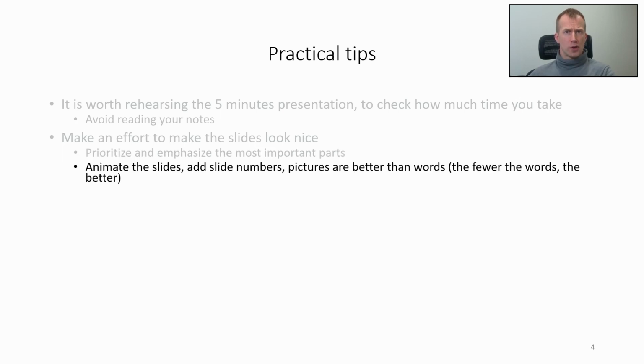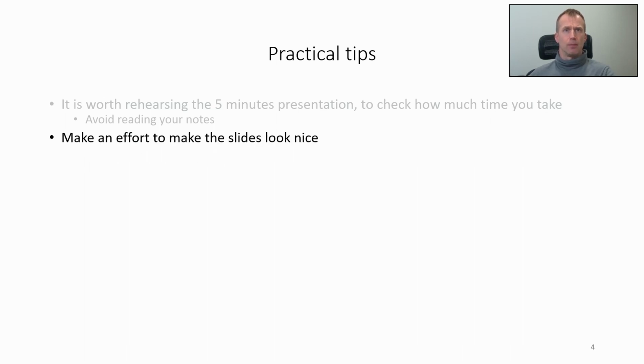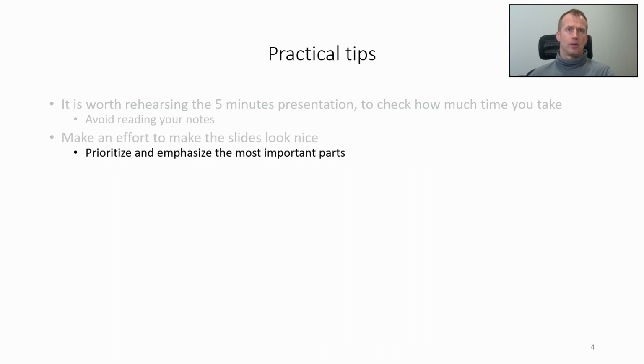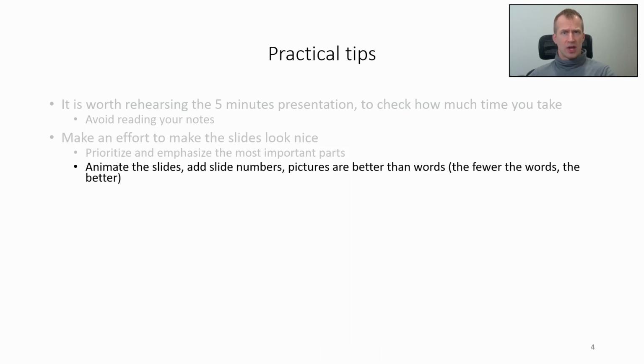To avoid overloading the audience with slides packed full of words, try to animate the slides, such as using fade in and fade out effects for your bullet points, like what I'm doing here. It is also helpful to add slide numbers in case the examiners want to go back to a slide such as slide 4 or slide 6 to ask a question on something specific. And when it comes to slides, pictures are better than words. And also, the fewer the words, the better.